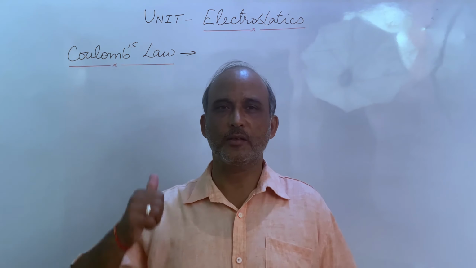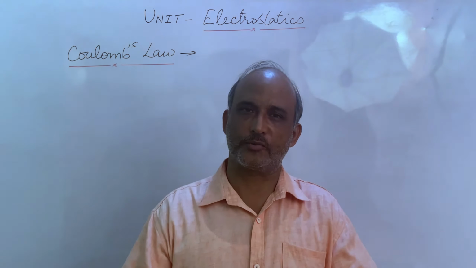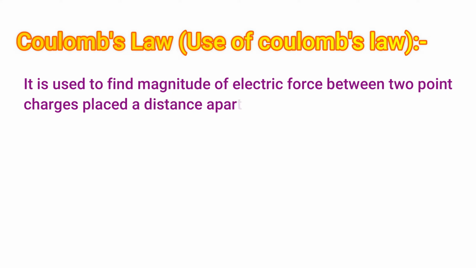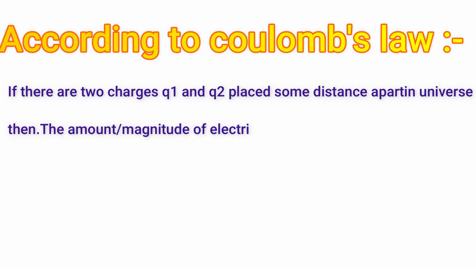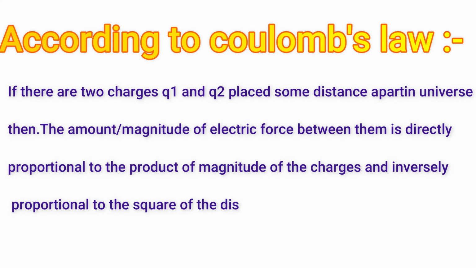Today's first topic is Coulomb's law. First of all, what is the use of Coulomb's law? It is used to find the magnitude of electric force between two charges placed in the universe. According to this law, if there are two point charges Q1 and Q2 placed some distance apart, then the magnitude of the electric force between them is directly proportional to the product of the magnitude of the charges and inversely proportional to the square of the distance between them.